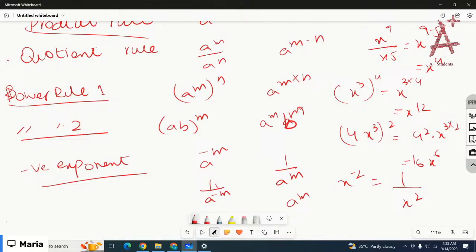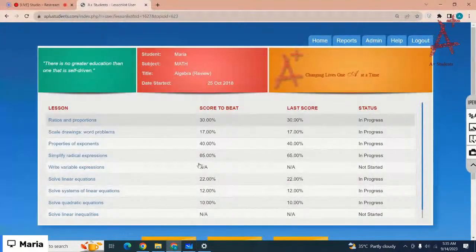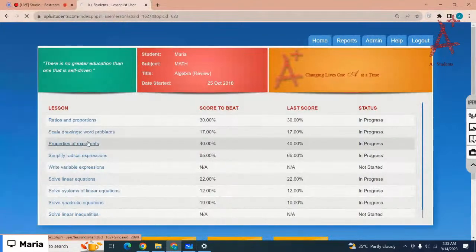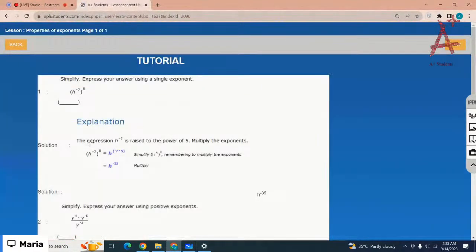Then you have the zero exponent. Any base that has the exponent 0 equals 1, right? These are some of the properties of the exponents, right? Now we're going to do the practice questions where we are going to apply these properties. Let's just start with the practice questions. Here it is, properties of exponents. You have to apply these properties, right?